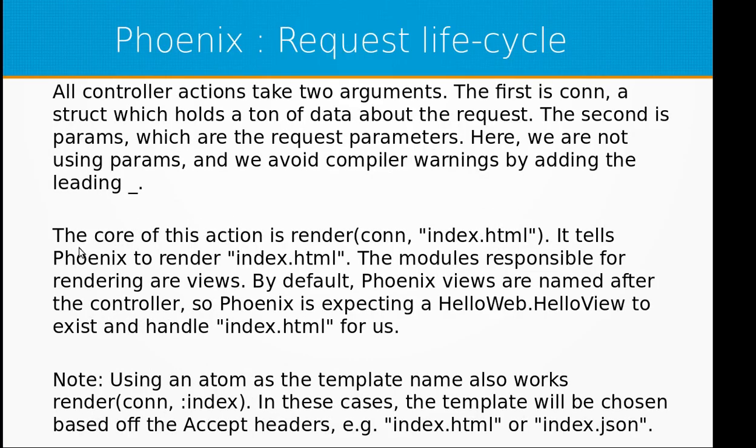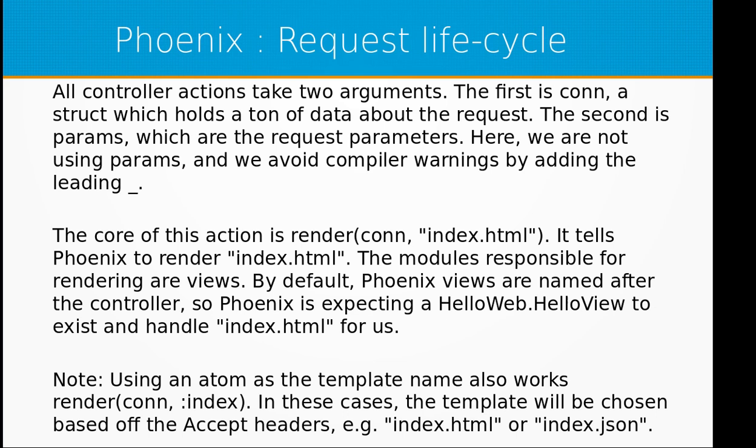All controller actions take two arguments. The first is con, a struct which holds a ton of data about the request. The second is params, which are the request parameters. Here we are not using params and we avoid compiler warnings by adding the leading underscore. The core of this function is render con, which receives a string as the name of the view. It tells Phoenix to render index.html.